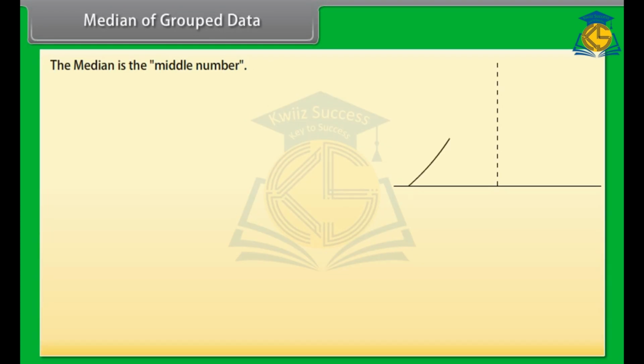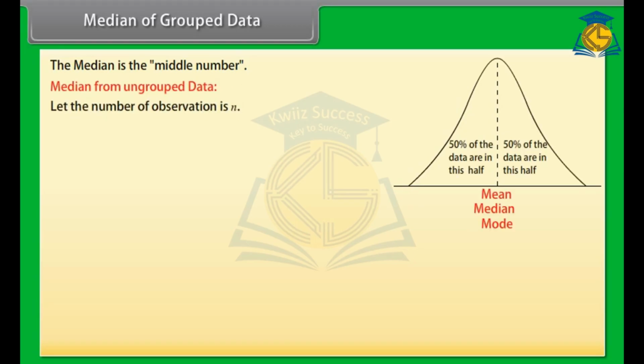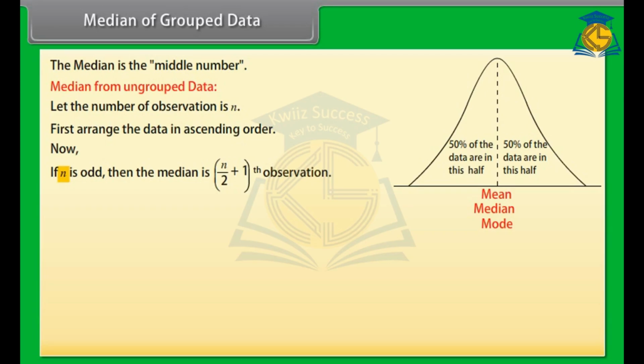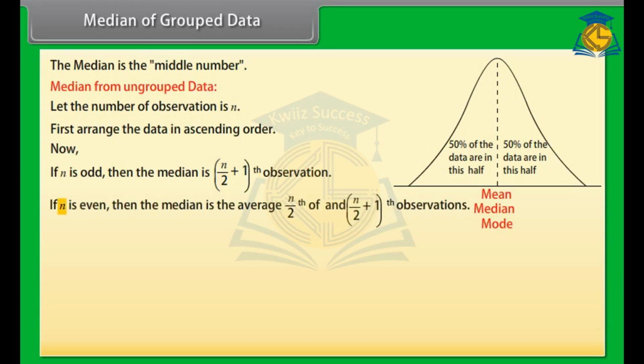Median of grouped data. The median is the middle number. Median from ungrouped data. Let the number of observations be n. First, arrange the data in ascending order. Now, if n is odd, then the median is the (n by 2 plus 1)th observation. If n is even, then the median is the average of the n by 2th and (n by 2 plus 1)th observations.